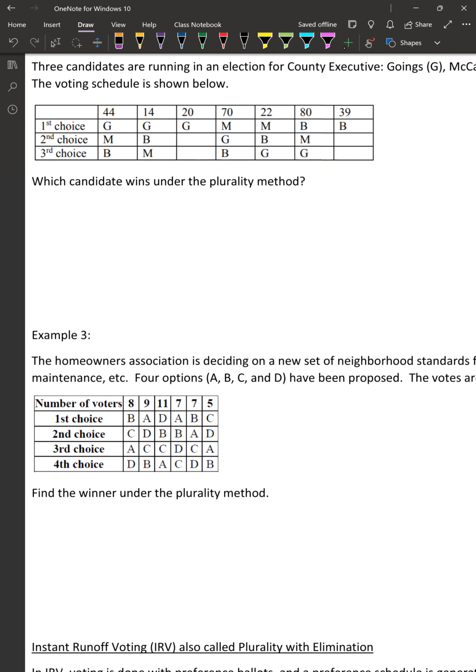All right, so the question is, which candidate wins under the plurality method? So we just have to count who has the most first place votes, right? So we are going to look at the first choice row, and we're going to count which candidates have how many votes.